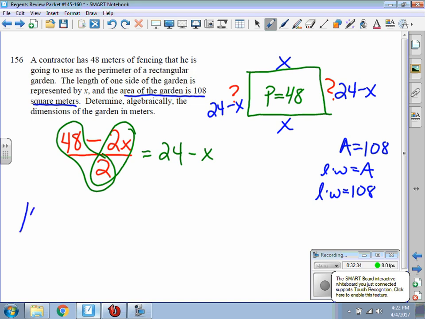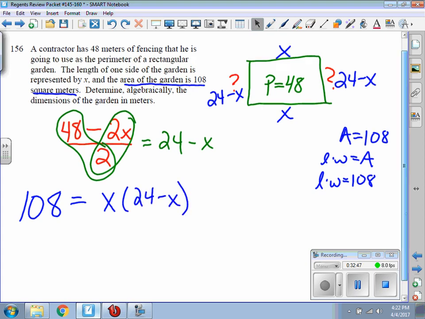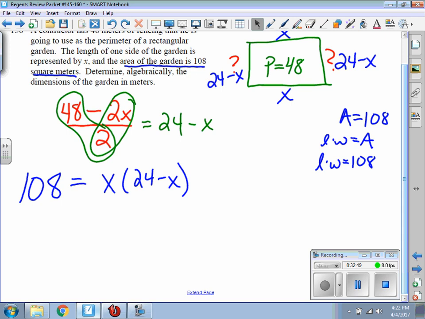The area, we know, is 108. The length, we know, is x. The width, we know, is 24 minus x. Remember, area is length times width. How do I solve this? All right, I've got to get rid of the parentheses, so I'm going to distribute. 108 equals 24x minus x squared.